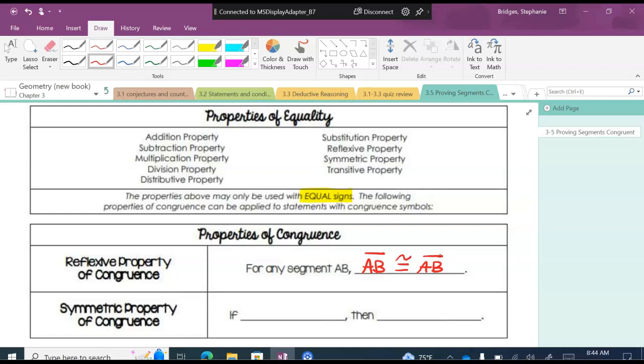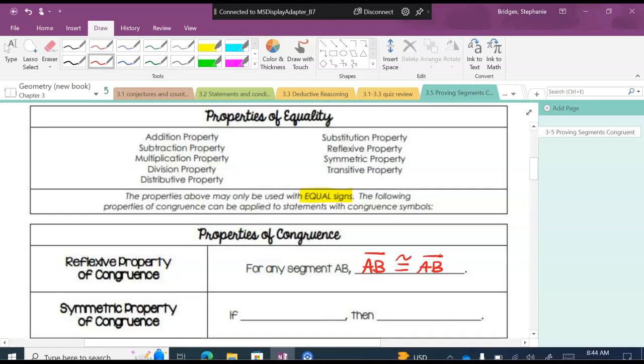I could not say that this pen is congruent to this marker. Okay, they're not the same shape. They're not even the same size. But let's say they were the same size. I could say that they are equal to each other, but they're not congruent because they're not the same shape. Does that make sense? Could I say that a segment is congruent to an angle? No, they're not the same shape. Congruence is only for the same shapes.